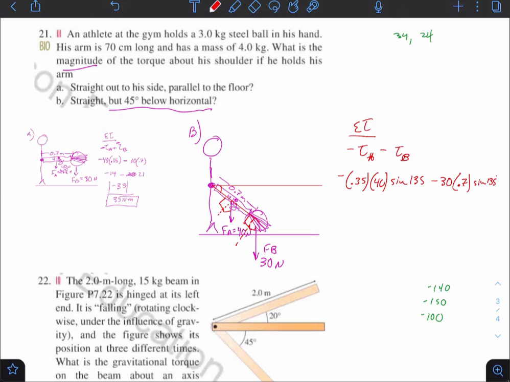And I'm just going to plug this into the calculator so I don't make a mistake like I did on the last part. And I get negative 24.7 Newton meters, but again, they did say magnitude. So I'm going to take the absolute value of that and get 24.7 Newton meters.